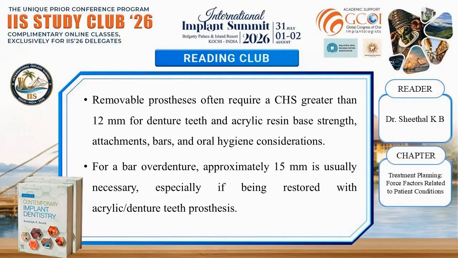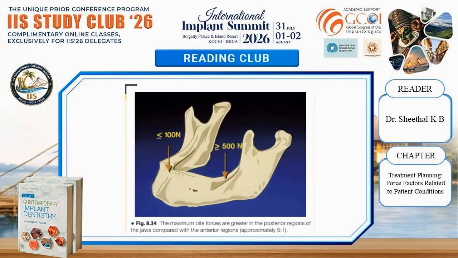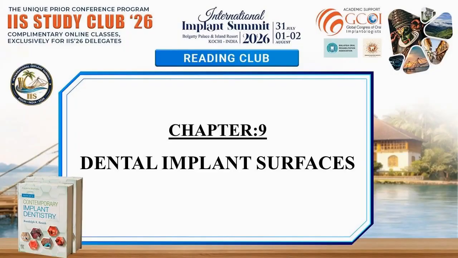Removable prostheses often require a crown height space greater than 12 mm for denture teeth and acrylic resin-based strength, attachments, bars, and oral hygiene considerations. For a bar overdenture, approximately 15 mm is usually necessary, especially if being restored with an acrylic or denture teeth prosthesis. Figure 8.34. The maximum bite forces are greater in the posterior regions of the jaw compared with the anterior regions, approximately 5:1.